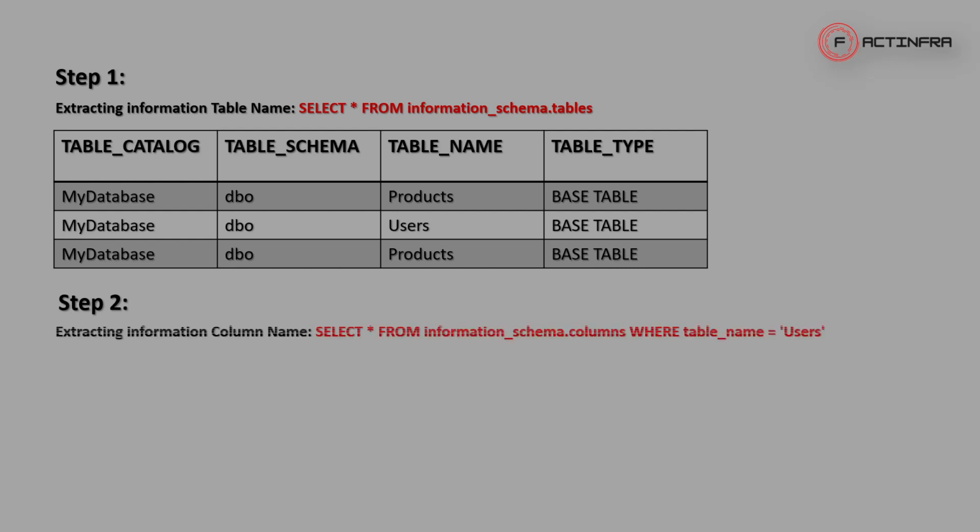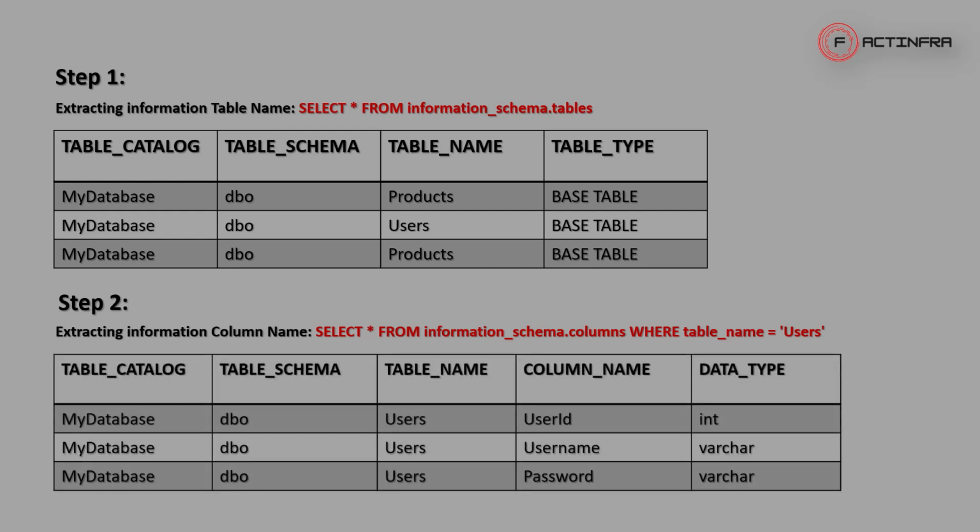In step 2, extracting information of column names: select star from information_schema.columns. You can see the difference here, information_schema.columns where table_name is equal to, let's suppose the table name is users, so we can extract the information of the columns from the table.